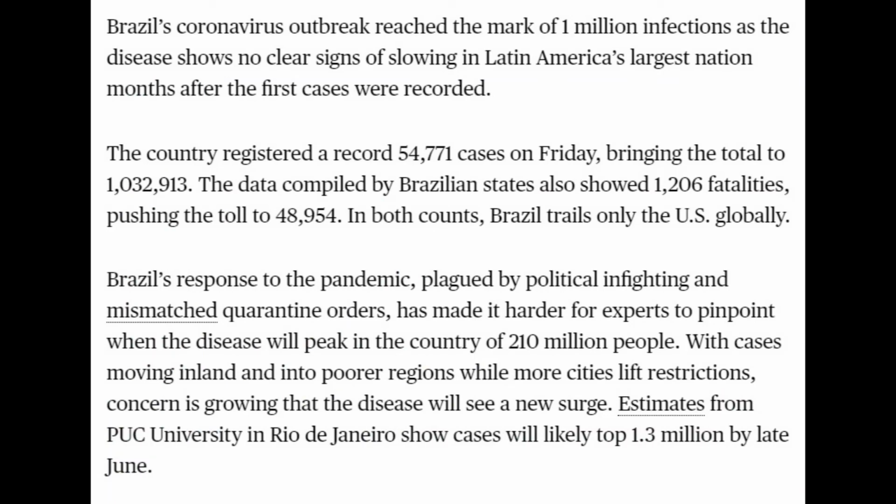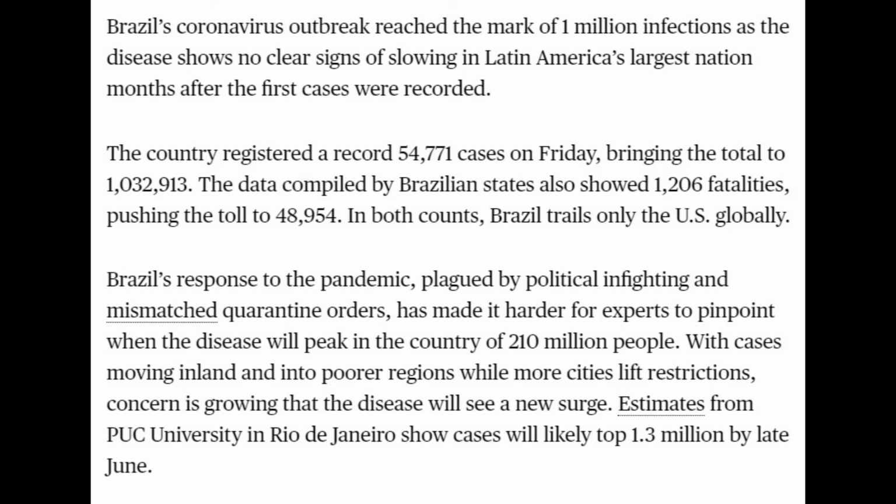All right, I'm just going to read out the news. Here it says Brazil's coronavirus outbreak reached the mark of 1 million infections as the disease shows no clear signs of slowing in Latin America's largest nation, months after the first cases were recorded. The country registered a record 54,771 cases on Friday, bringing the total to more than 1 million. The data compiled by Brazilian states also showed 1,206 fatalities, pushing the toll to 48,954. In both counts, Brazil trails only the US globally.